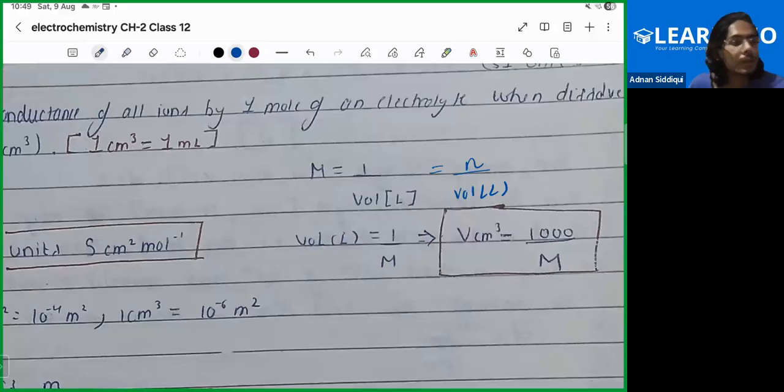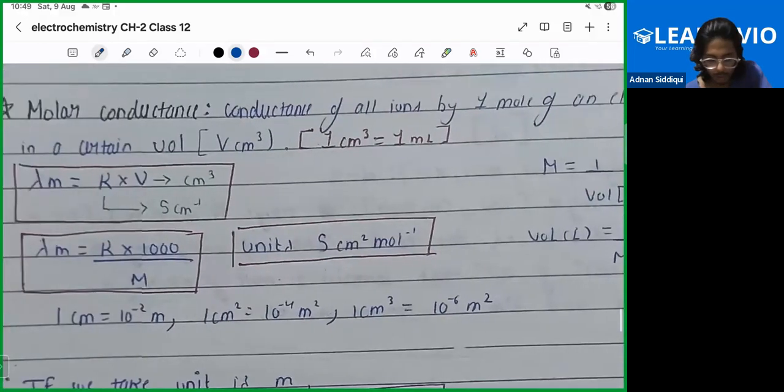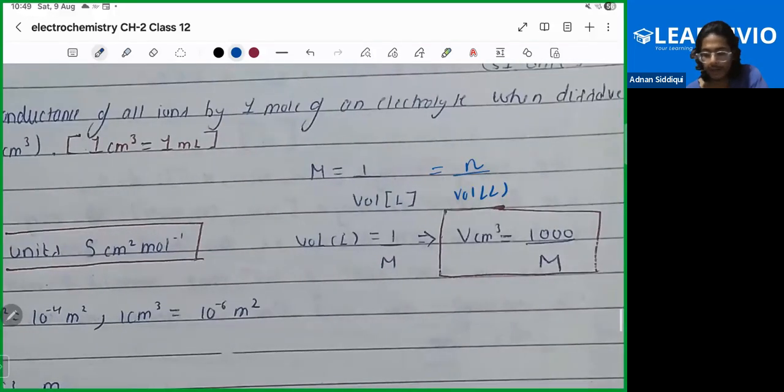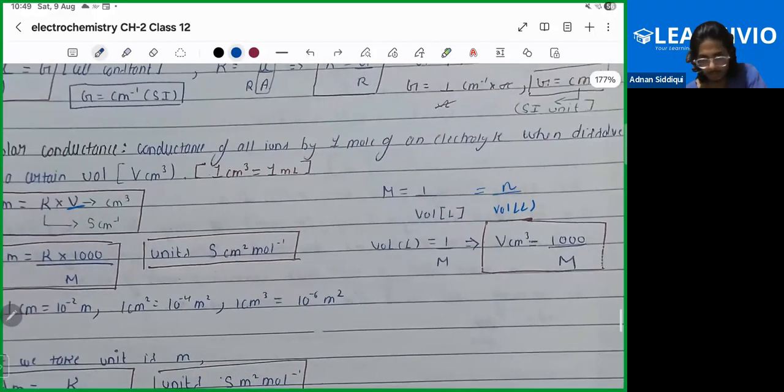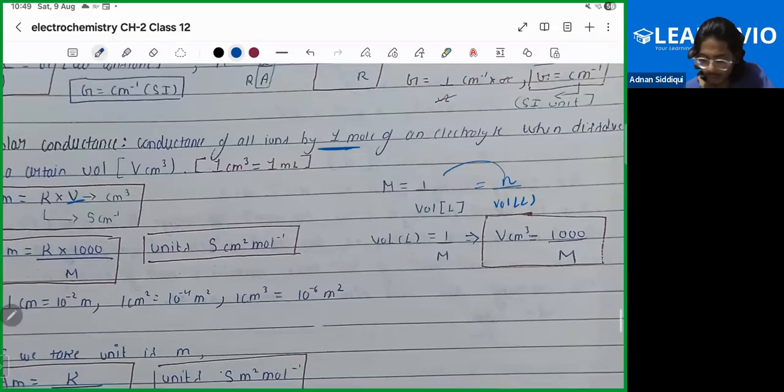Yes, sir. So in the formula, you have volume given. And in your molarity formula, you have volume as well. One more thing I would like to show you here is what is the value for N? For molar conductance, what is the value for N? Number of moles is taken to be 1. So you can use 1 here, or not.